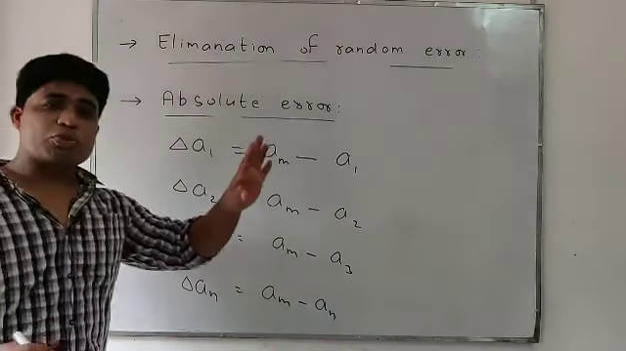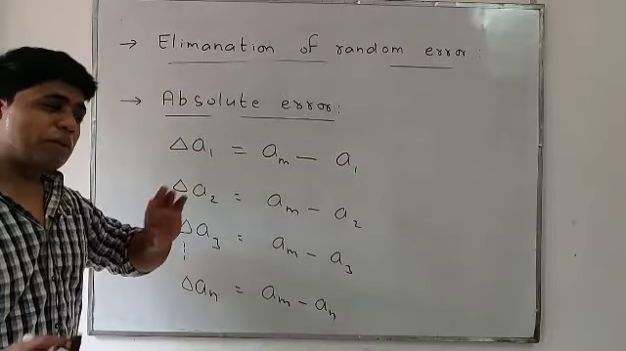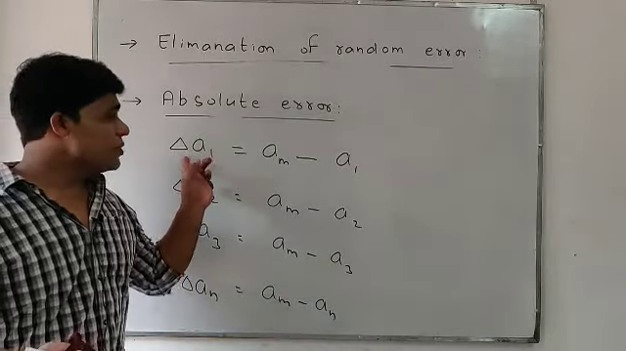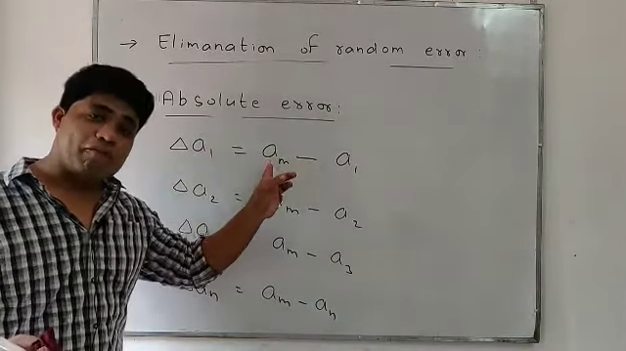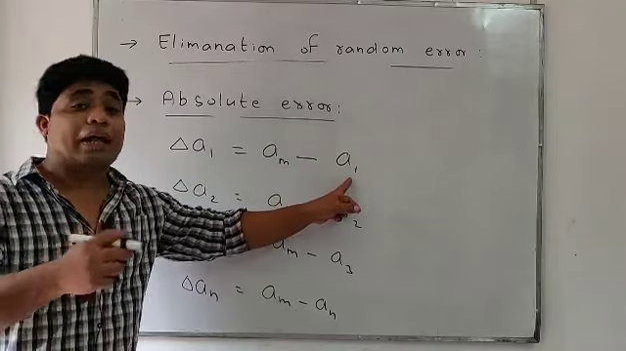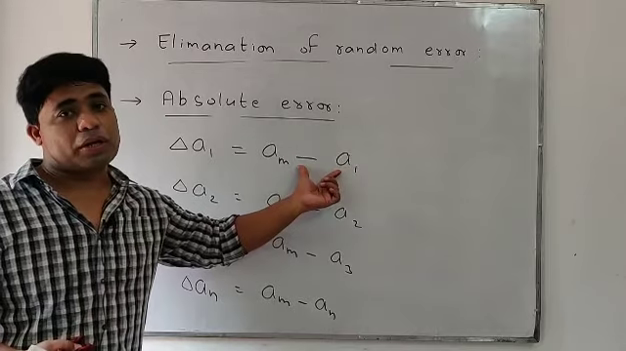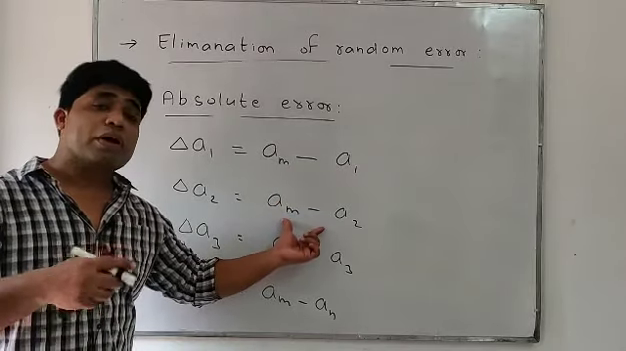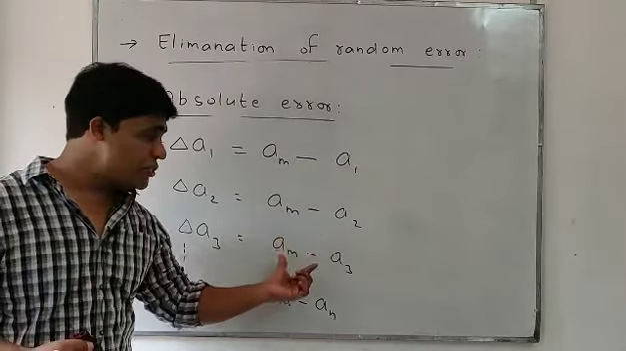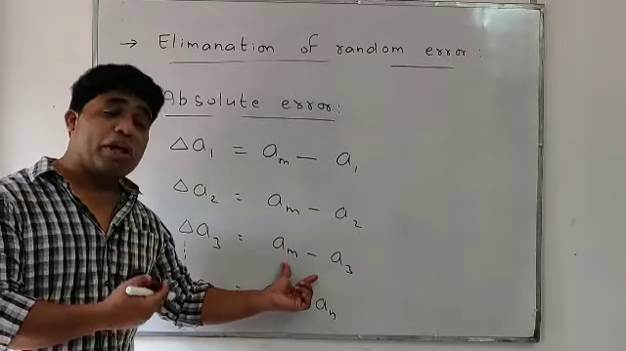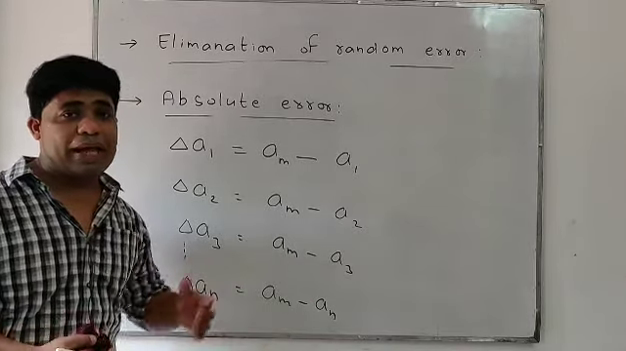So remember, what is absolute error? It is represented by delta A. It is defined as the difference of the average value and the calculated individual value in the experiment. So this is said to be the first absolute error in the experiment. This is the second absolute error, this is the third absolute error, till we find the nth value.